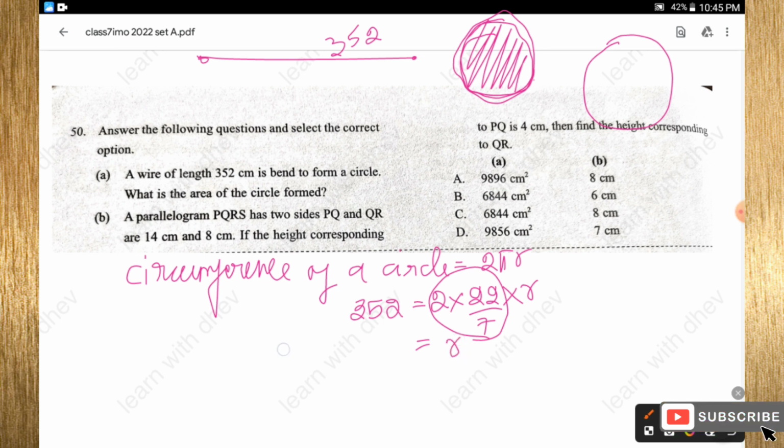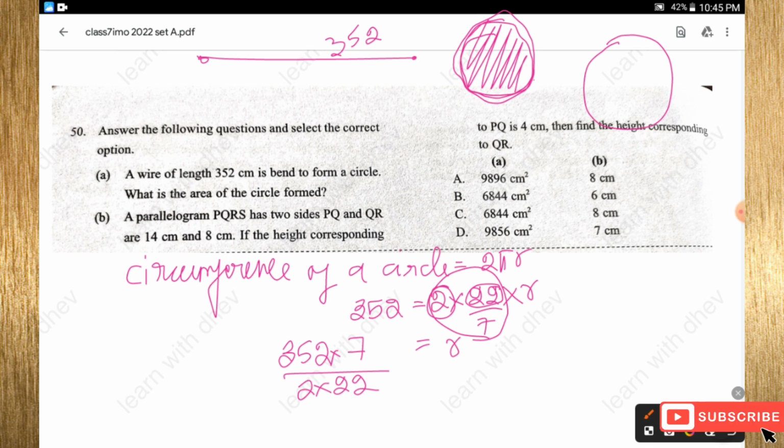So r equals 352 into 7 by 2 into 22. See, when you transpose the numerator to the opposite side, it will come in the denominator when it is in multiplication. Okay, so 7 is in the denominator. If you transpose it to the opposite side, it becomes the numerator in multiplication. So now cancel.